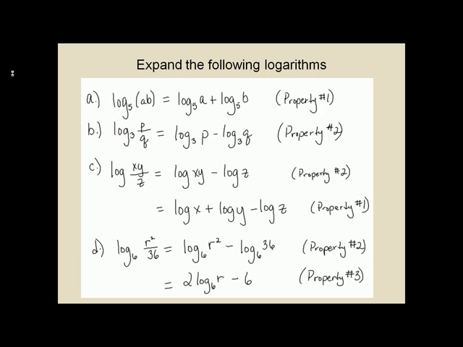Part D, we have log base 6 of r squared over 36. Again, we have the log of division, overall, the log of division. So we're going to use property number 2, which says we can break that apart into the subtraction of two separate logs. So that's going to be the log base 6 of the top, which is r squared, minus log base 6 of the bottom, which is 36.